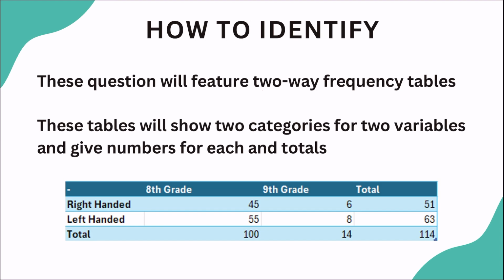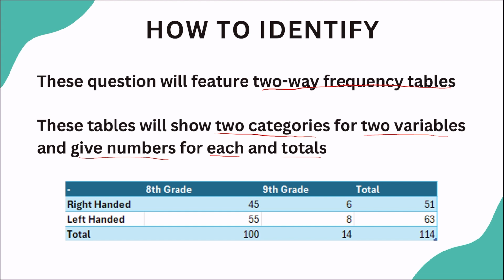So how do you identify these? Well, these questions will feature two-way frequency tables. Now, I know that sounds like a long name, but it's actually not that difficult to interpret, and I'll show you in 1 second. So these tables will show two categories for two variables, and they'll give you numbers for each and totals. So here's an example one I made.